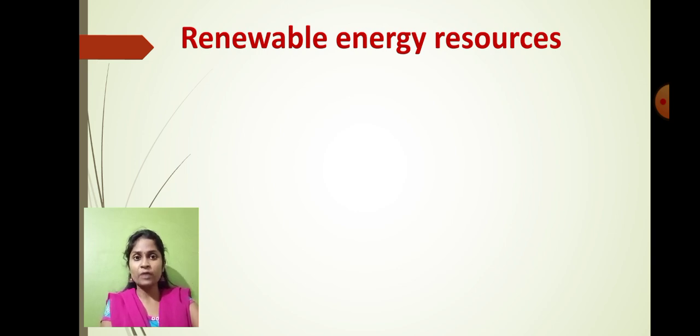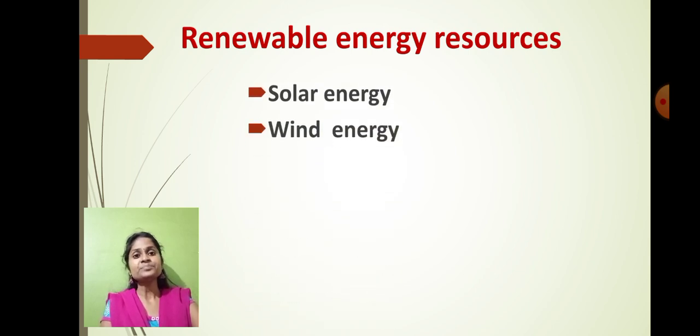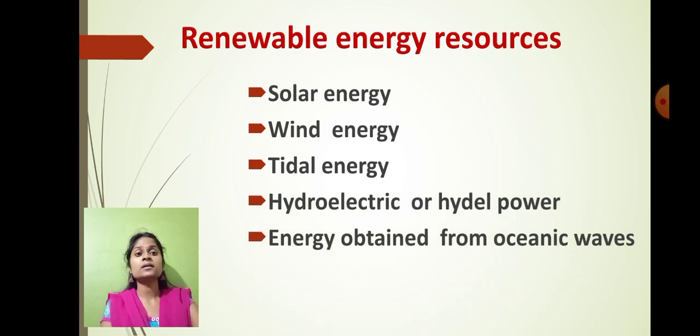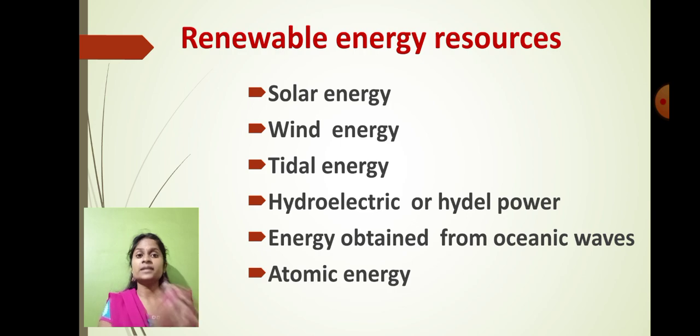So students, what have we learned today? We have learned about the renewable energy resources which we can use on a daily basis. First is solar energy, wind energy, tidal energy, hydroelectric power, electric energy obtained from oceanic waves, and atomic energy. These are the different types of renewable energy resources which we can deal with on a daily basis.